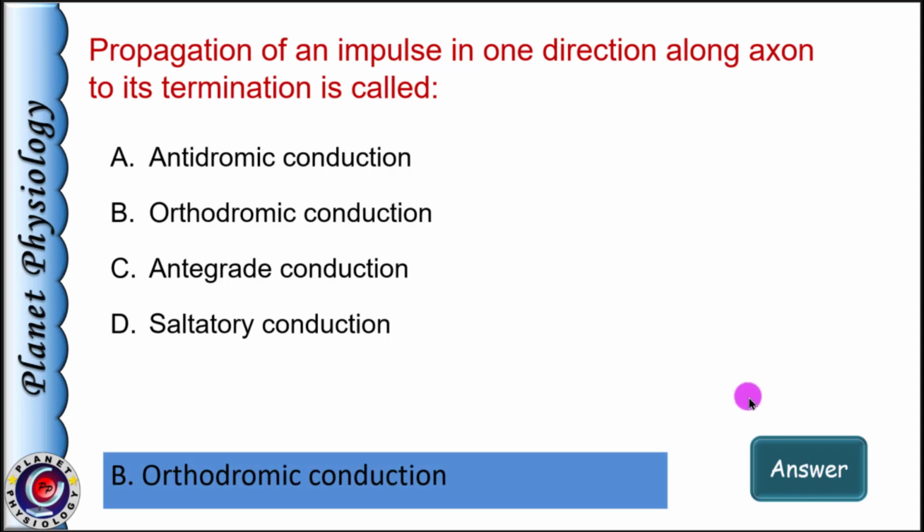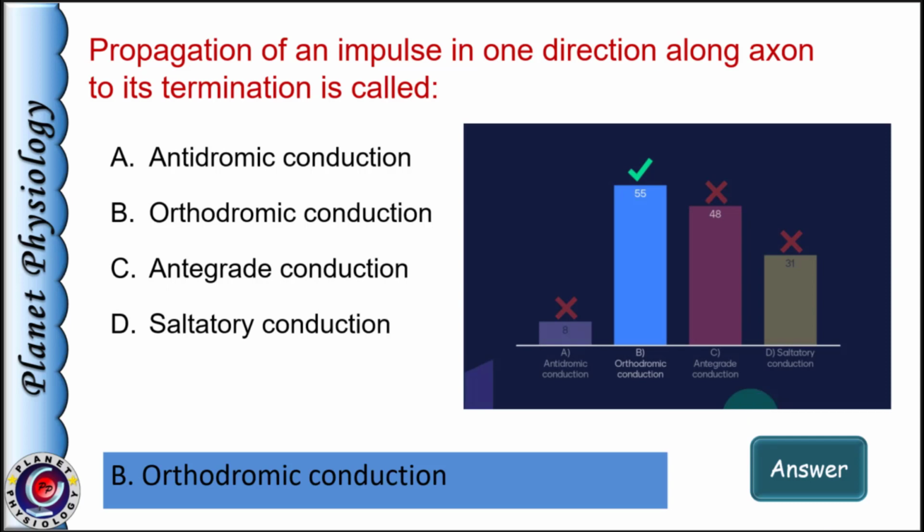Now, even though both the terms orthodromic as well as anterograde are used for forward conduction, with respect to impulse, the term orthodromic conduction is commonly used, while anterograde is mainly used for axonal transport. And all of you know saltatory conduction is jumping action potential from one node to the next node, which can occur in both the directions.